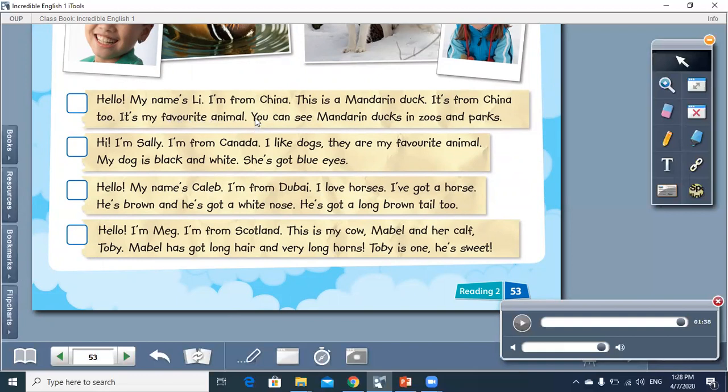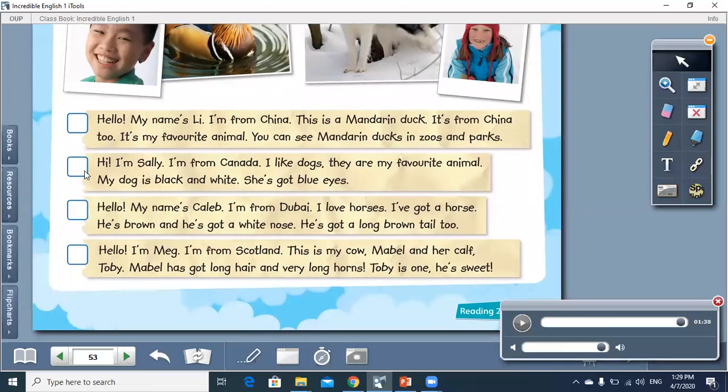The Y, we say it, yeah, plus O, you. You can see mandarin ducks in zoos and parks. Of course, this is Lee from China. Number two.